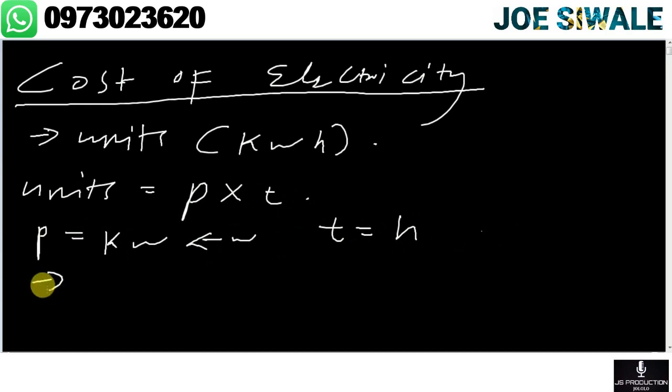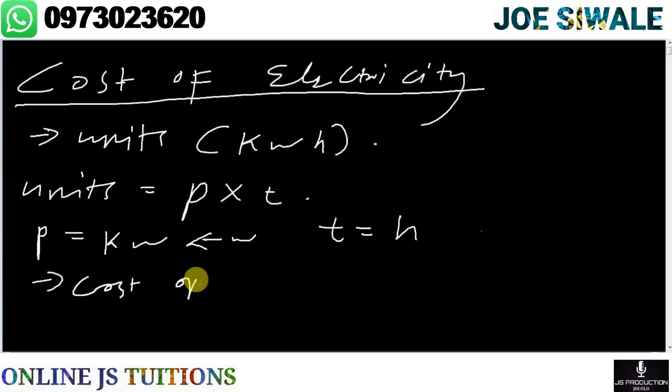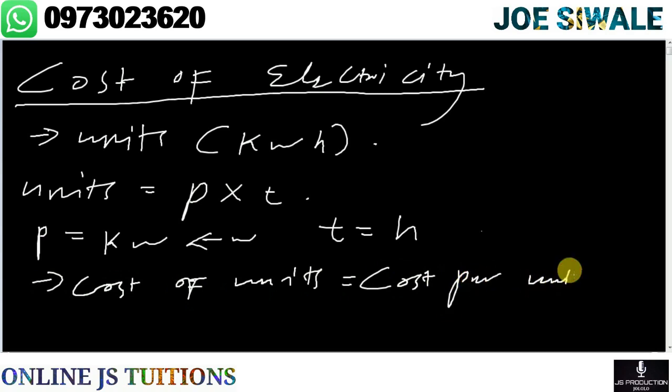And for us to calculate the cost of the units, you're going to say cost per unit multiplied by the number of units that you have just calculated. So cost per unit multiplied by the number of units that you need to find. So that's the formula. Let's look at some examples.